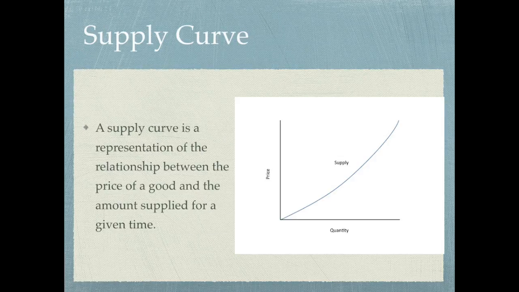A good way to show the rate of change within supply is a supply curve. A supply curve is a representation of the relationship between the price of a good and the amount that is supplied for it. Now I've given an example of a supply curve to the right. As you can see, on the x-axis is the price, while on the y-axis is the quantity.